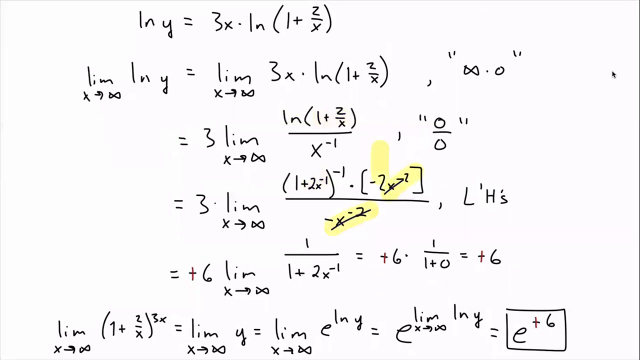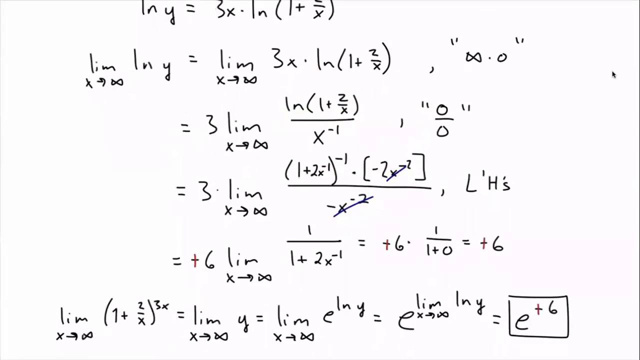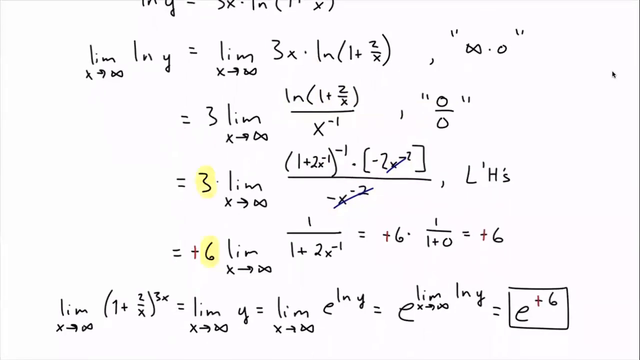This 2 will remain as a positive 2, and I'll push that out there as a multiple of this 3. So we have a positive 6 out here. Both of these minus signs have canceled with each other. What's left? The only thing left is this expression. Well, 1 plus 2x to the negative 1 to the negative 1 is 1 over 1 plus 2x to the negative 1.